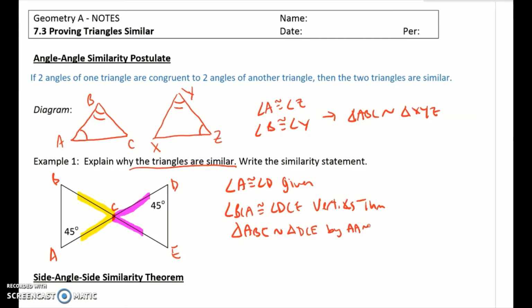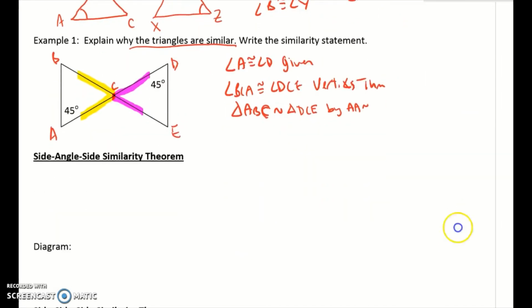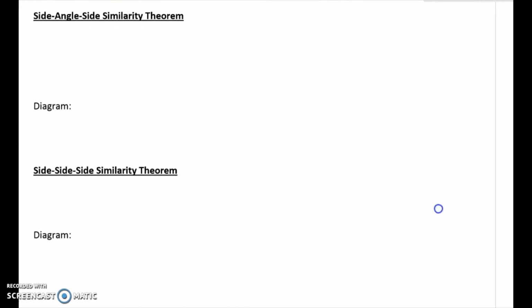So in that type of problem, I want you to tell me what you know, and what's going to prove the triangle is similar. So if you just told me ABC and DCE are similar, that's not enough. You're going to have to tell me why. Okay? Next up, we have a side angle side similarity.